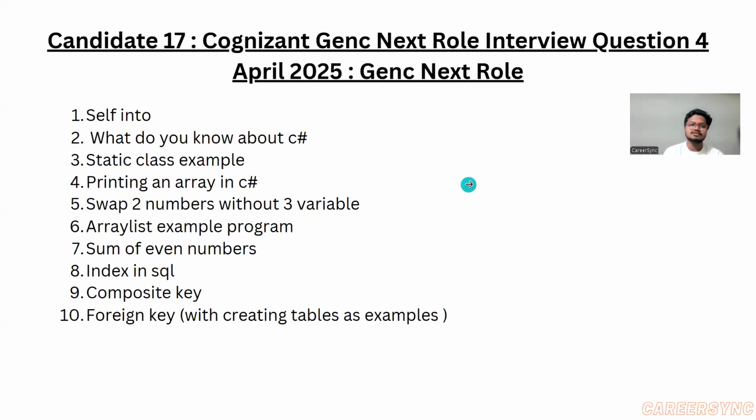Now the last candidate, he was asked about self intro. What do you know about C Sharp? This person is from cluster 3, but she has knowledge in cluster 1. So you can see static class example, printing an array in C Sharp, but she wrote the answer in Java. Swap two numbers without using third variable. Array list example program, sum of even numbers, index in SQL, composite key, foreign key. So you should prepare these questions in SQL.